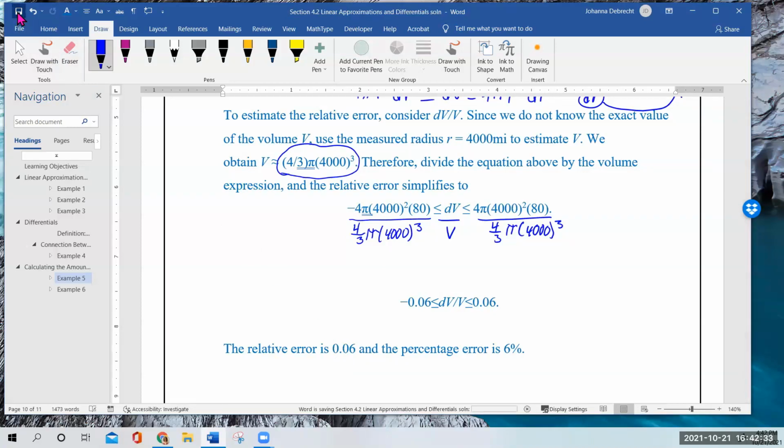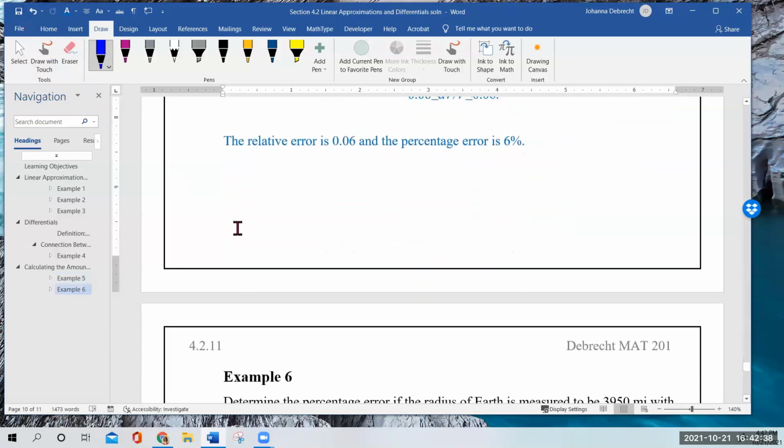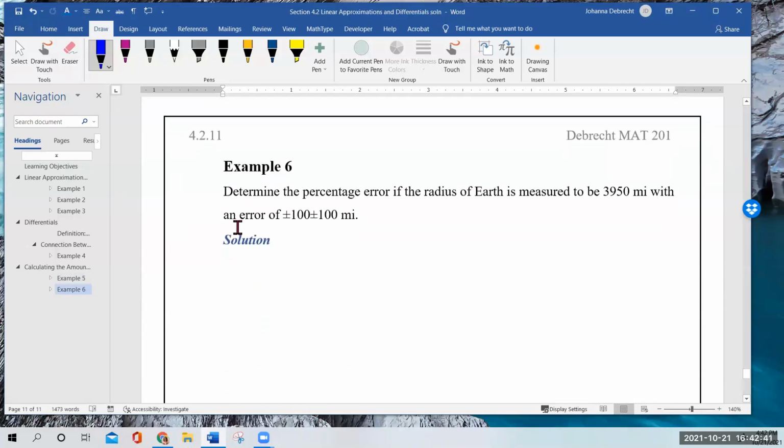Let's repeat the entire equation now in the second example in this section, which is example number 6. Determine the percentage error if the radius of the Earth is measured to be 3,950 miles with an error of, oh goodness, that should be just plus or minus 100 miles. Okay, let's remind ourselves how we got started. Remember that this plus or minus 100 miles represents the error in the radius, which can also be written as dr.